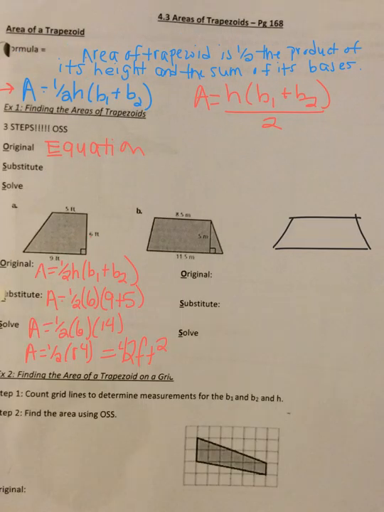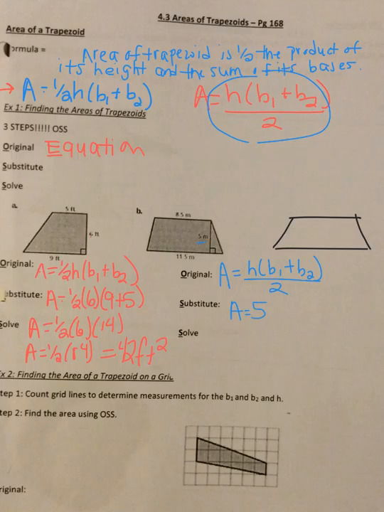All right, let's go ahead into example 1b now. I'm going to use this method this time. A equals the height times the sum of the two bases, then divided by 2, rather than multiplying by half this time. So our original equation, A equals height times base 1 plus base 2, all of that divided by 2. Let's substitute in now. I've got my 5 for my height. That's the straight line that meets at a right angle between our two bases.